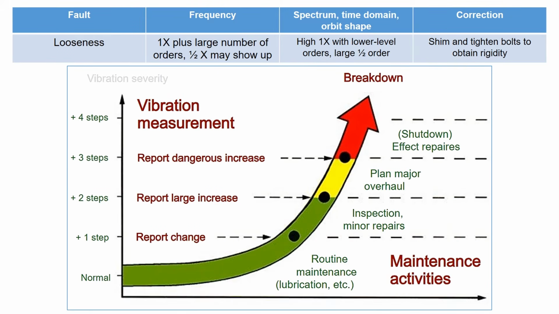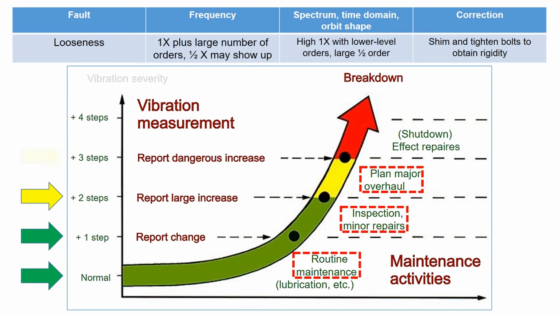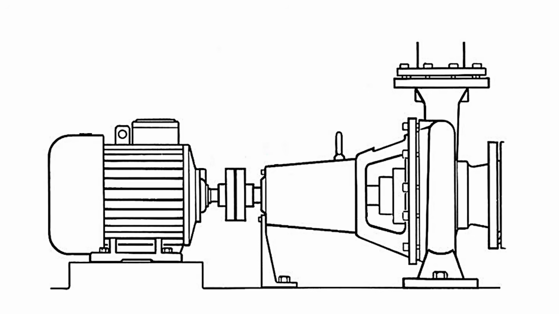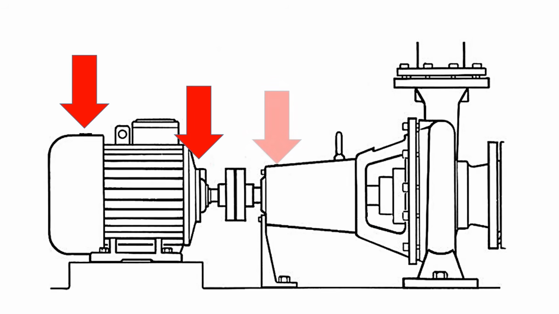Certainly, it is crucial to monitor the overall noise level. Typically, vibration measurements can be segmented into multiple layers, each corresponding to the severity of vibration, offering guidance for inspection, repair, and maintenance activities of the machine. So the crucial question is, where should I attach the sensors? Here is an example of a machine layout, and the optimal locations for attaching the sensors are highlighted below.